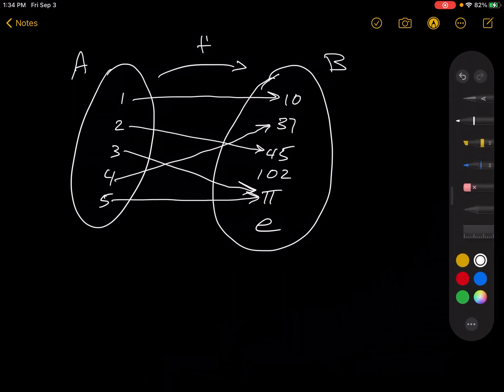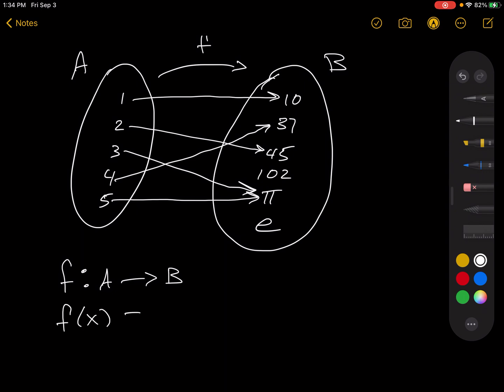So, as we've learned, you could represent this function as f from A to B, A being the domain, B being the target, and you might want to write f of x equals some rule here, some rule that tells you what to do to 1. You take 1 over to 10, 2 over to 45, 3 over to pi, 4 to 37, and 5 to pi. But this is way too much work. You can actually do this, and let me show you how you could do this.